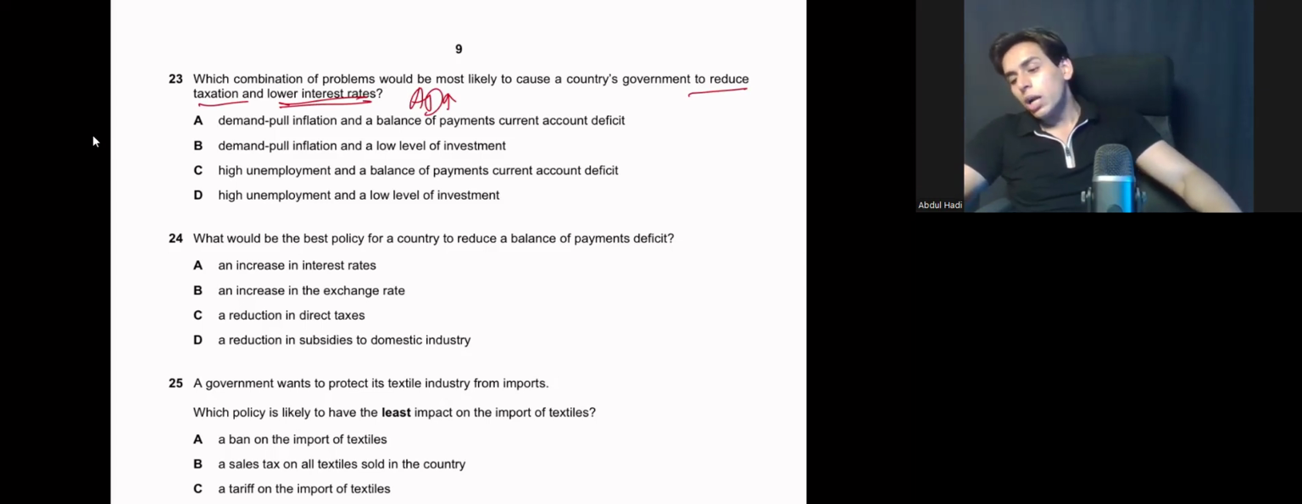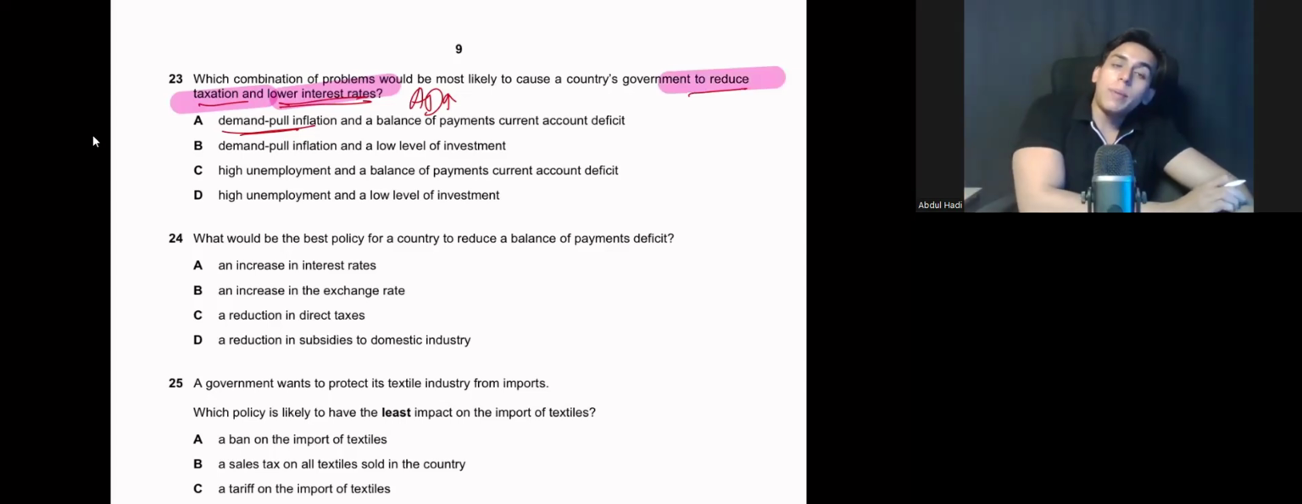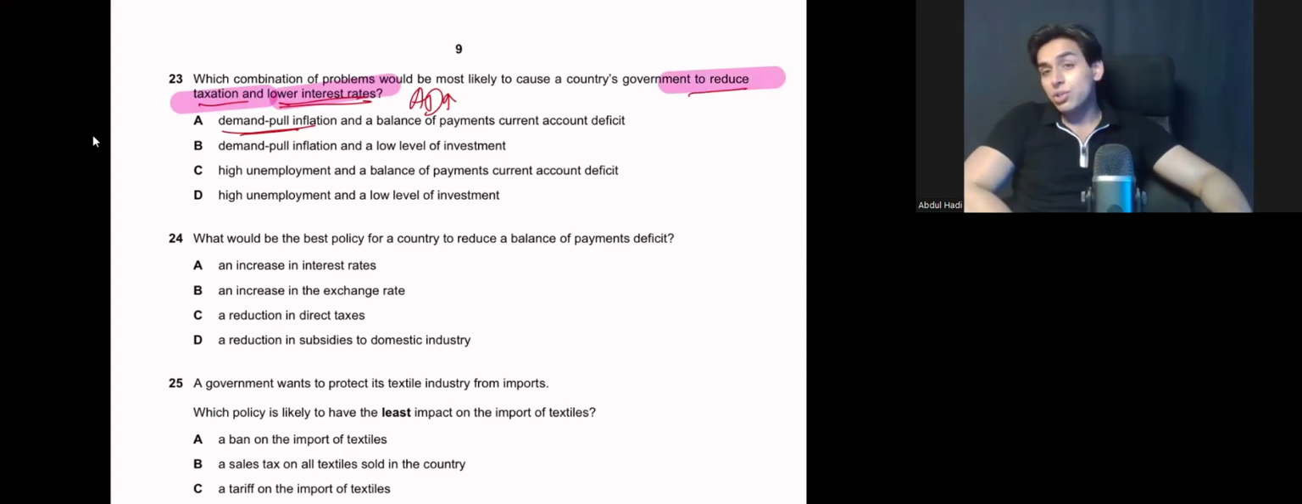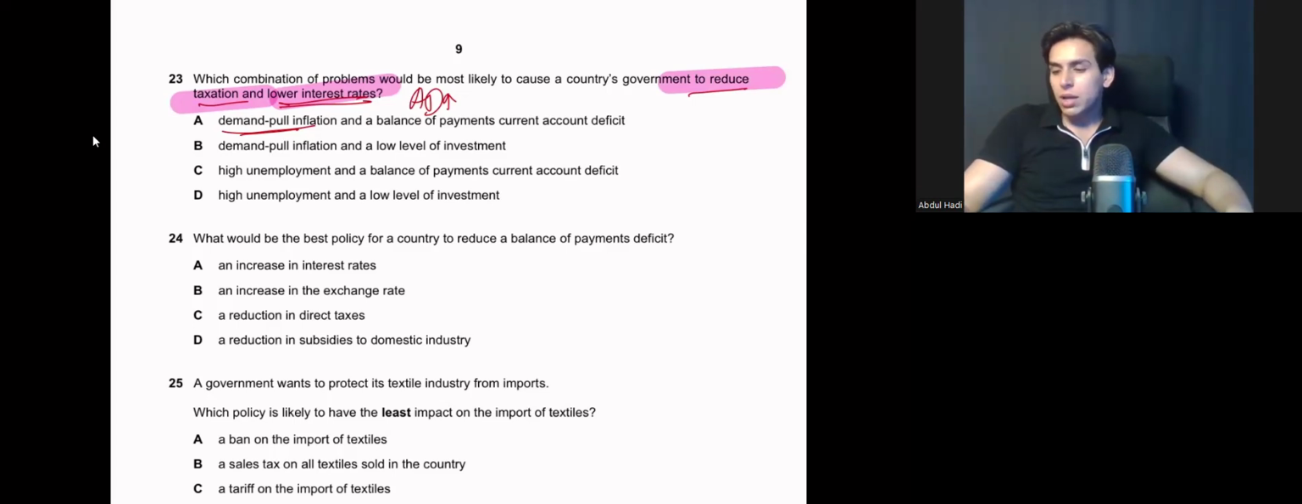Now, during demand pull inflation, if I use expansionary policy, I'm using expansionary policies here. So if at demand pull inflation, I am using expansionary policy, this will lead to a further increase in aggregate demand, which might result in inflation. So during this demand pull inflation, I cannot use expansionary policies. Option C, high unemployment. Yes, it is correct.